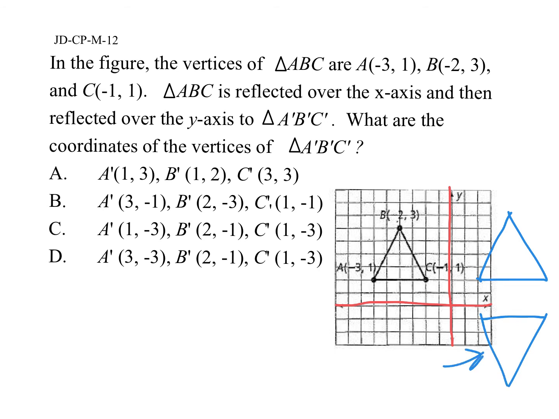So this is where we're going to end up, which is in the fourth quadrant. In the fourth quadrant, x values are positive and y values are negative. So that would be one thing to watch for. That one doesn't have negative y values.